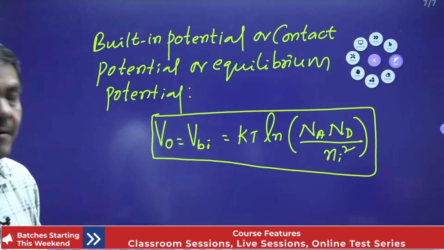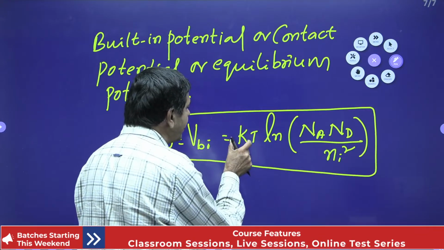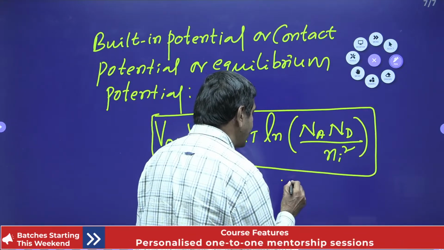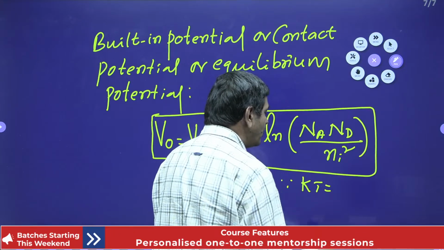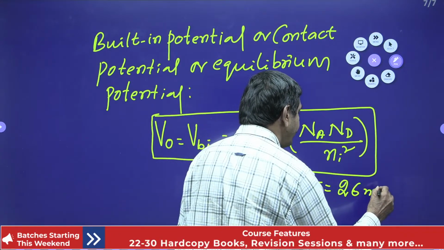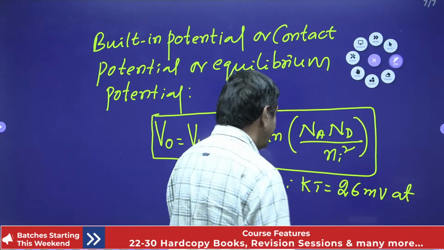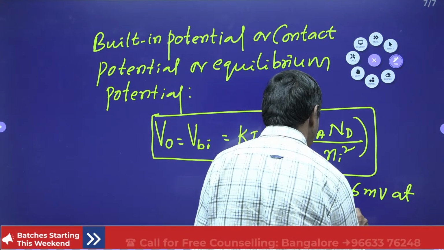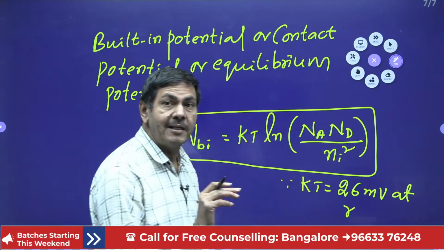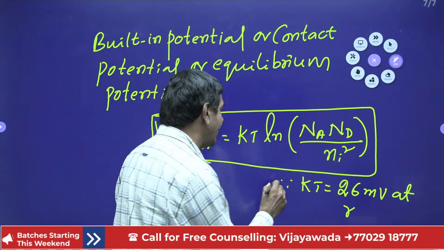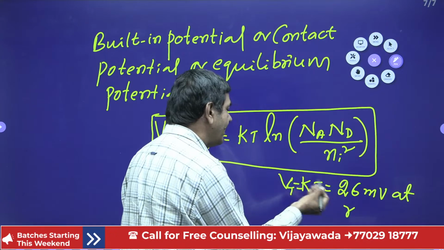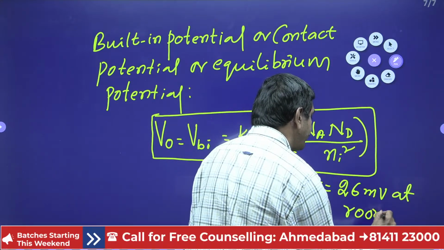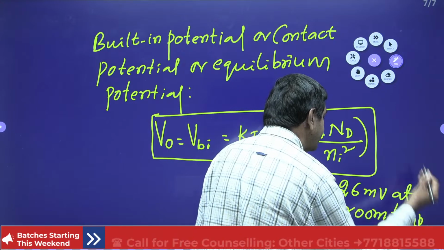The built-in potential equals kT times ln of NA ND by Ni squared. The kT value is a fixed value. In problems, sometimes they will give it and sometimes they will not. The kT value is taken as 26 millivolts at room temperature. kT can also be called VT, the thermal equivalent of voltage. VT equals kT, 26 millivolts at room temperature. At room temperature it is a fixed value.